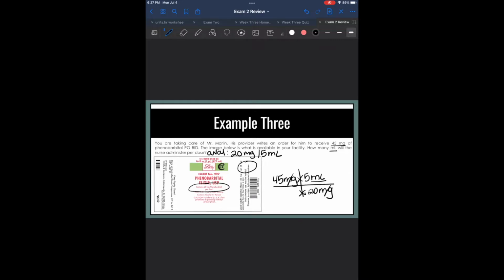So we have 45 times 5, that's going to give us 225 divided by 20, which is going to give us 11.25. But remember, one of our rounding rules from this week is that if we're giving greater than 1 milliliter of a medication, we round to the nearest tenths. So this is going to make our answer 11.3 milliliters.